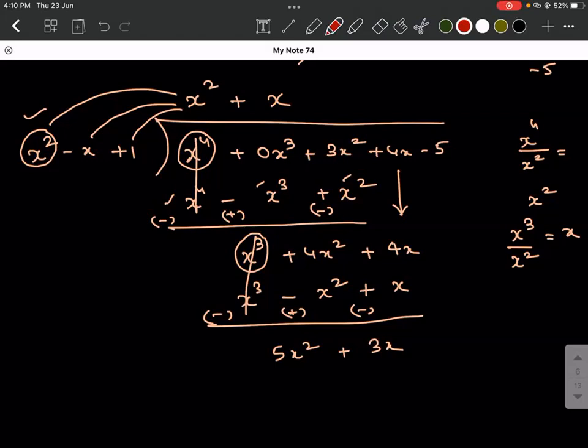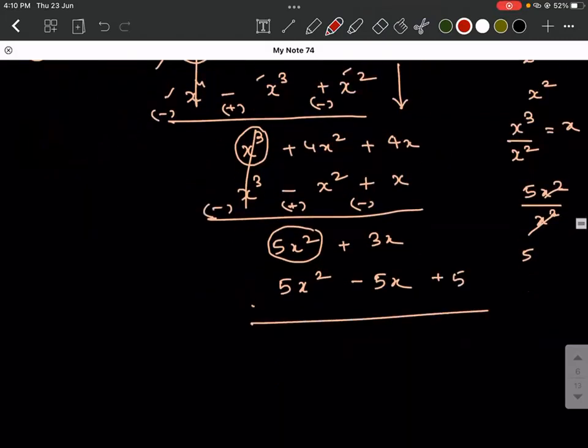Right? Now look at the highest power here, 5x square, and the highest power here is x square. So 5x square divided by x square is what? So I'm left with 5. So I'll write a 5 here. When you write 5 here, it will be 5x square minus 5x plus 5. So what will you do? Change the sign.